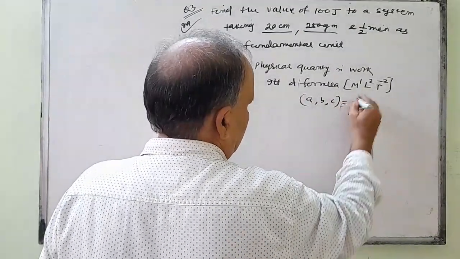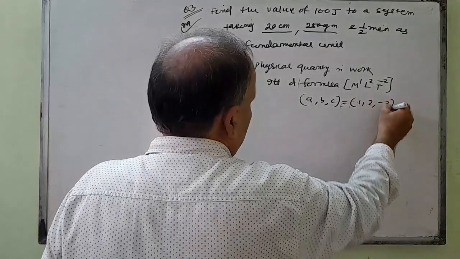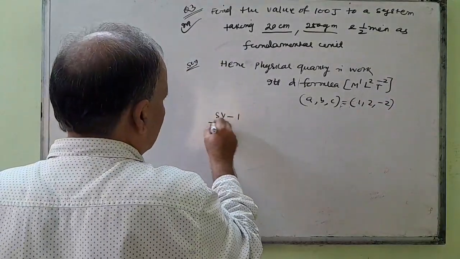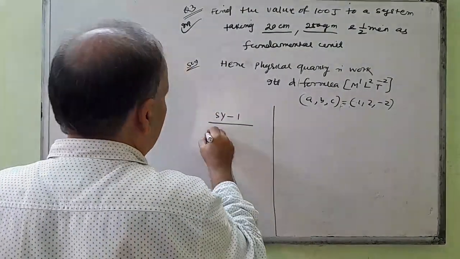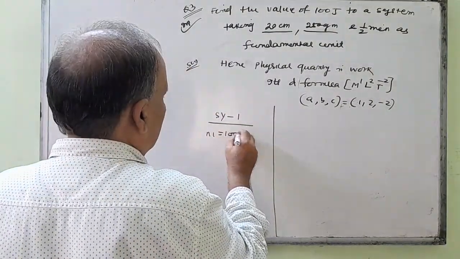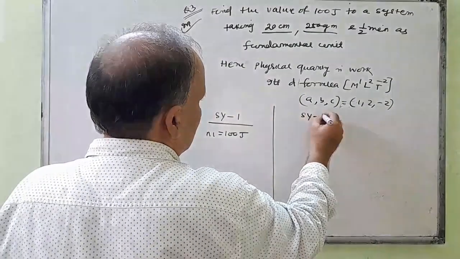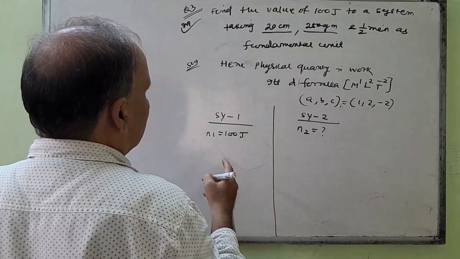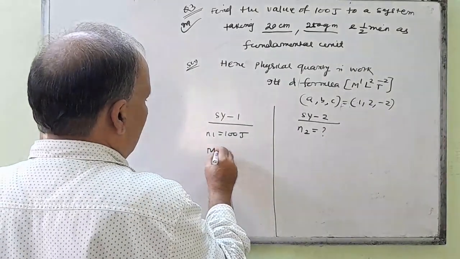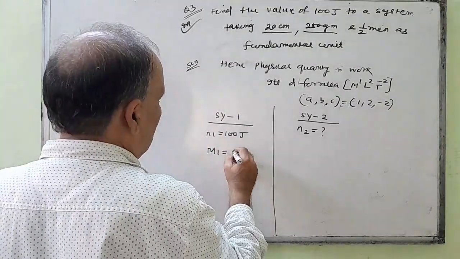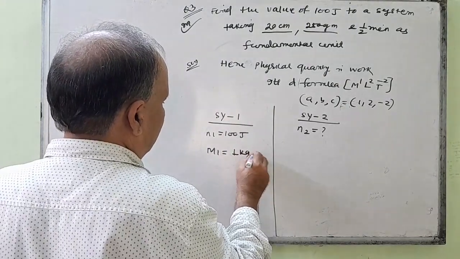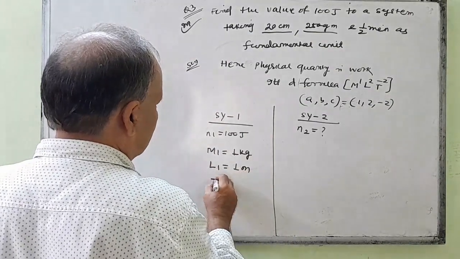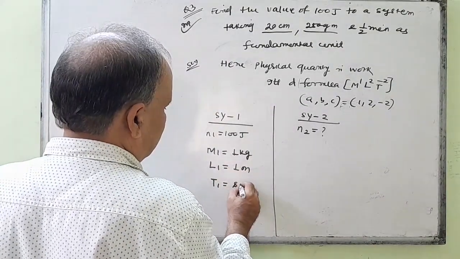1, 2, minus 2. You see, in system 1, here N1 is equal to 100 joule. Here in system 2, we find N2. In system 1, M1 is equal to, as it is given in joule, 1 kg. L1 is your 1 meter. T1 is your 1 second.